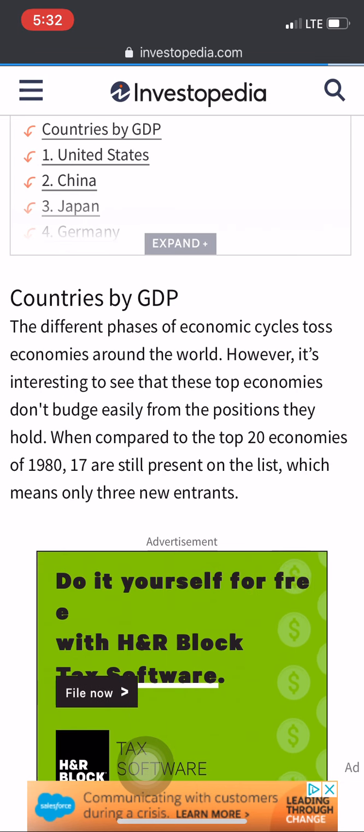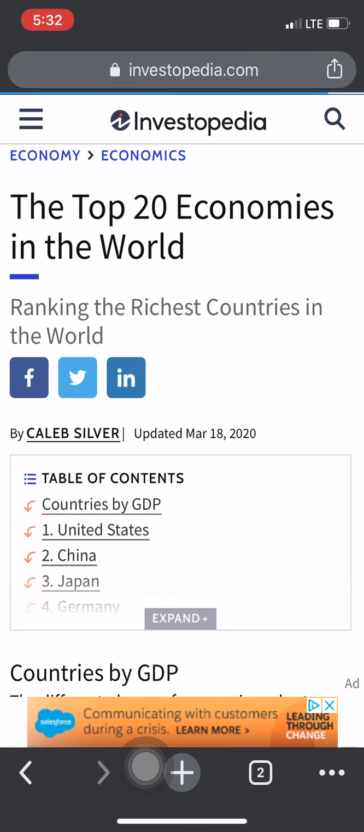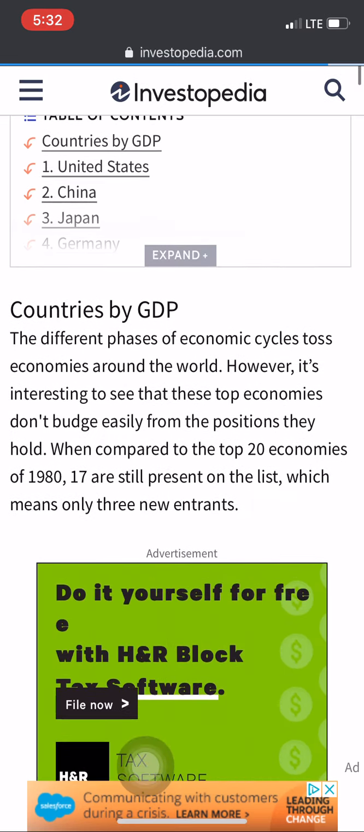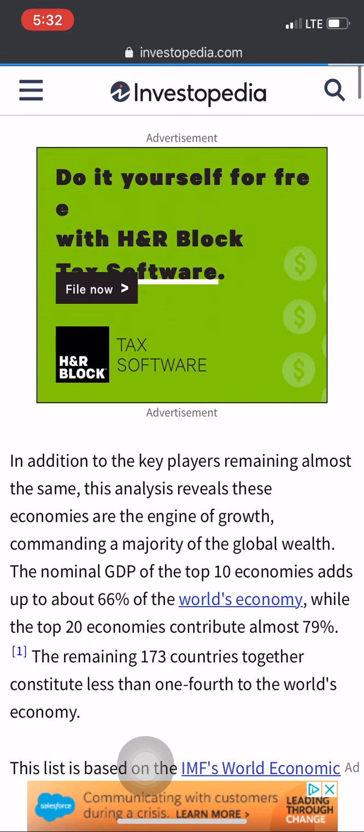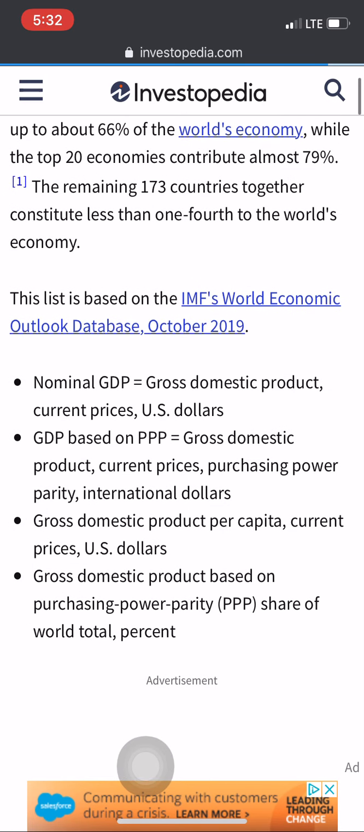As you can see on your screen, I'll just go through the top 20 economies in the world in 2020 and give you an idea of what exactly is purchasing power parity. It is a very important thing. You can compare countries with nominal GDP, which is just the gross domestic product in current prices and US dollars. So what that means is that they just compare US dollars of one country to the US dollars of another country, and that's it.